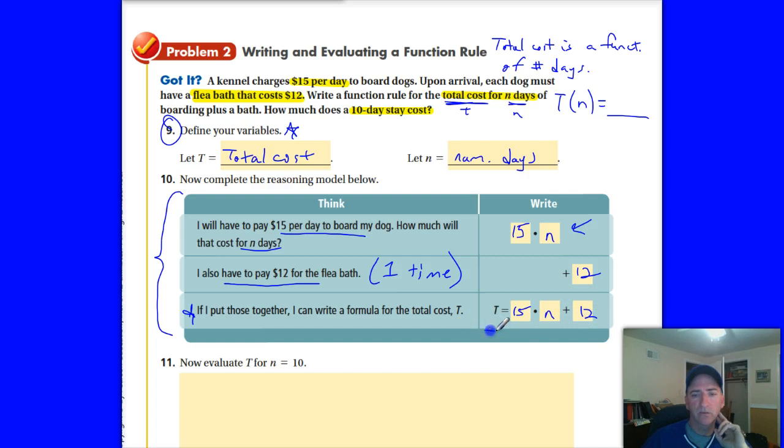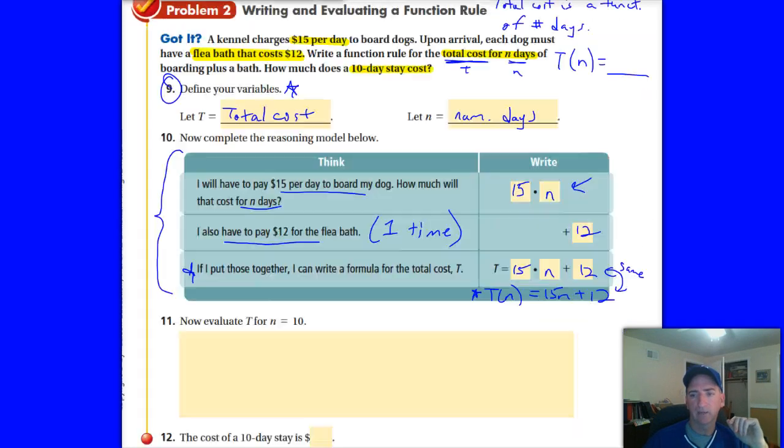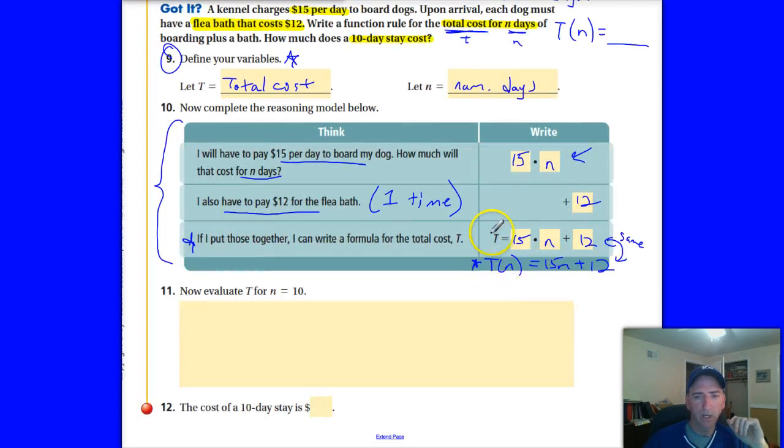And again, you could also write that T of n is equal to 15n plus 12. Understand that these are the same things, but in higher math classes, you're going to see that function rule a lot more and need to have an idea of what they're talking about here. It just means y, it just means whatever that dependent variable is.